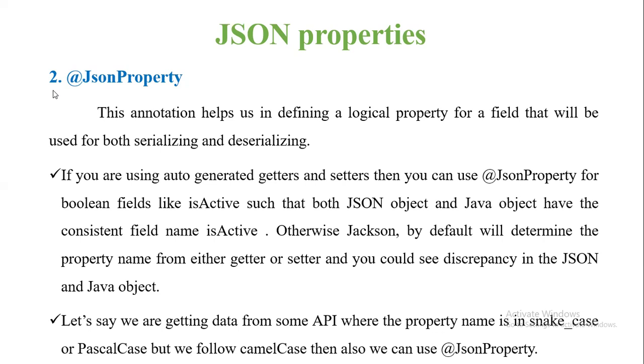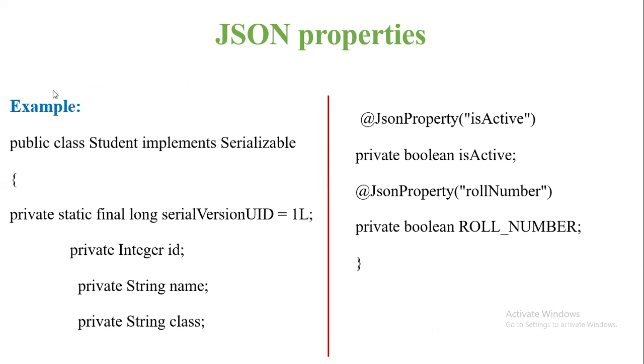Let's say we are getting data from some API where the property name is in snake case or Pascal case, but we follow camel case. Then also we can use @JsonProperty. So here a simple example is given.